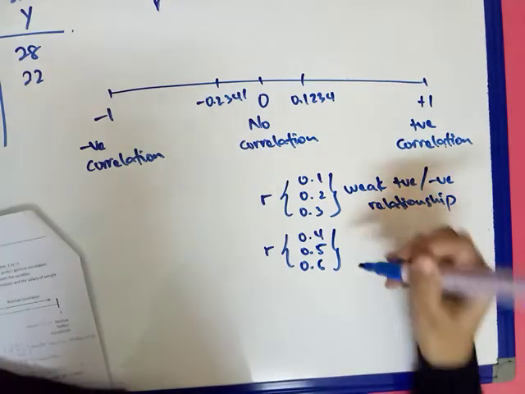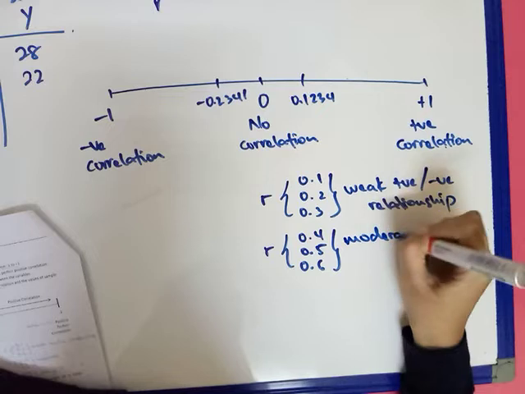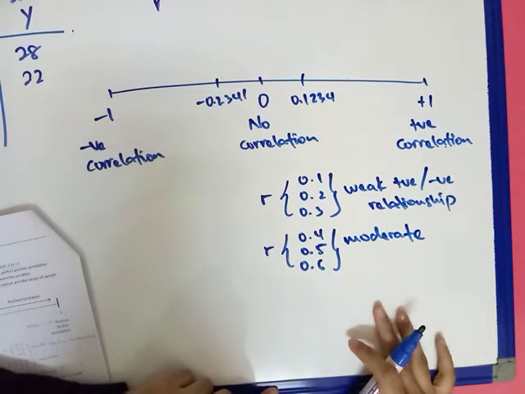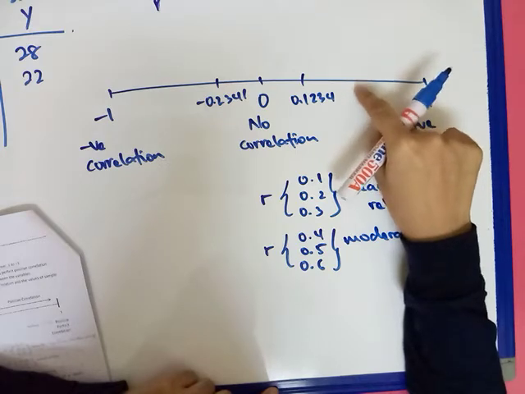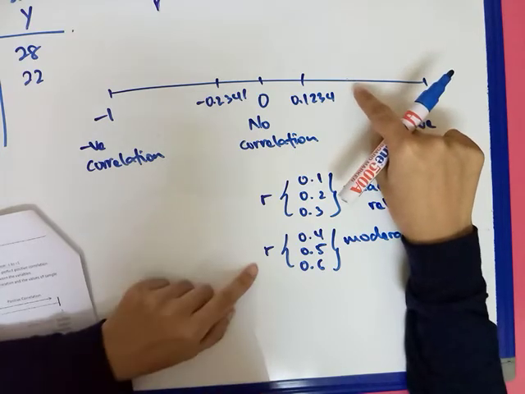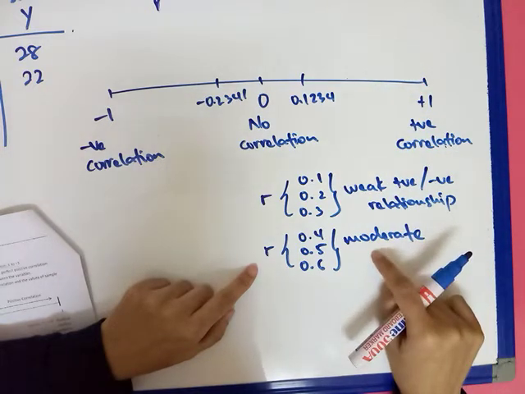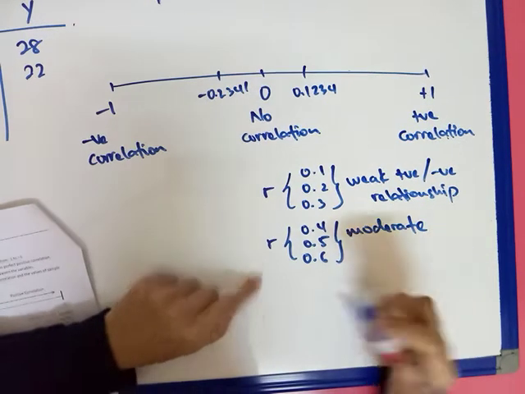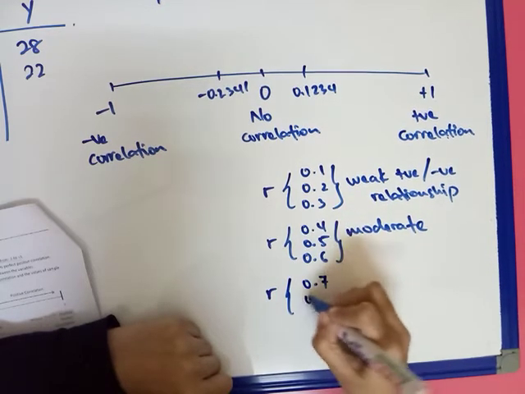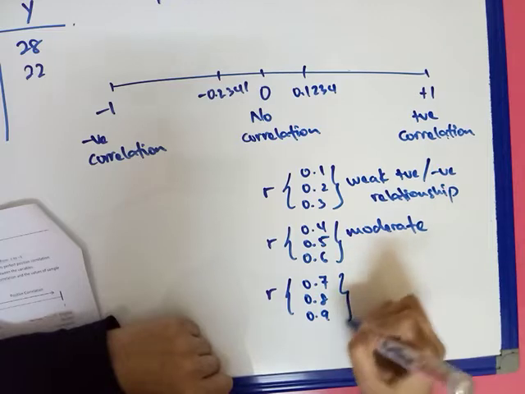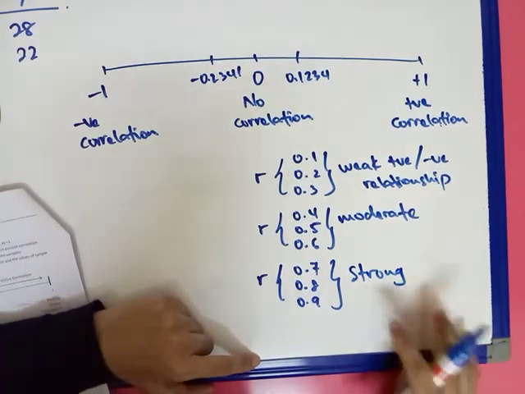Okay, we can describe it as a moderate relationship. When you get a positive 0.5, for example 0.56, it is a moderate positive relationship. And what about when the value of r is between 0.7, 0.8, 0.9? It is a strong relationship.